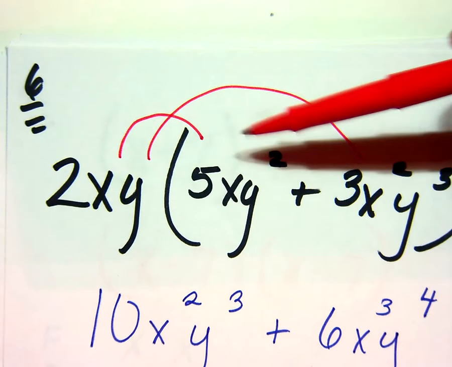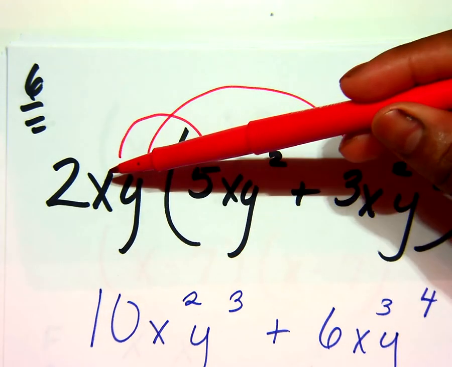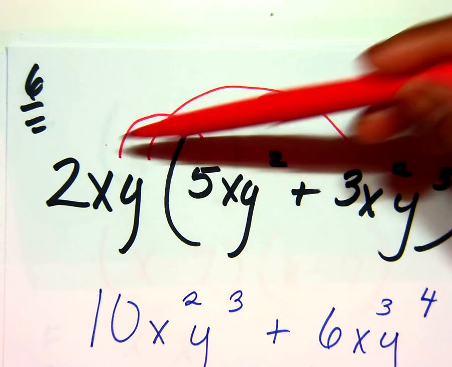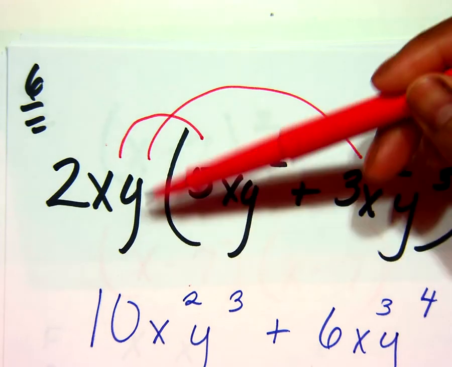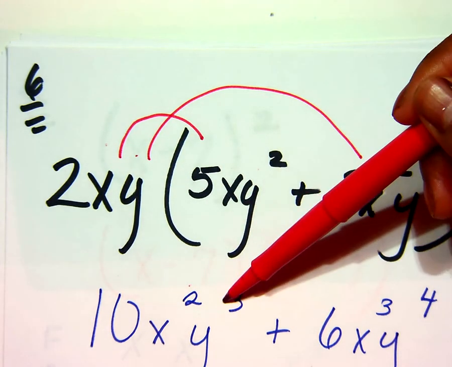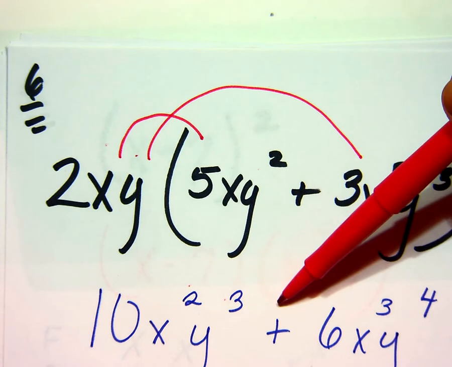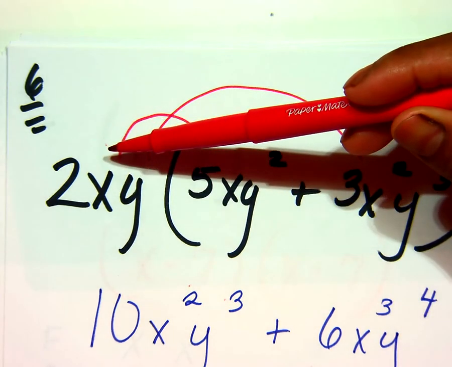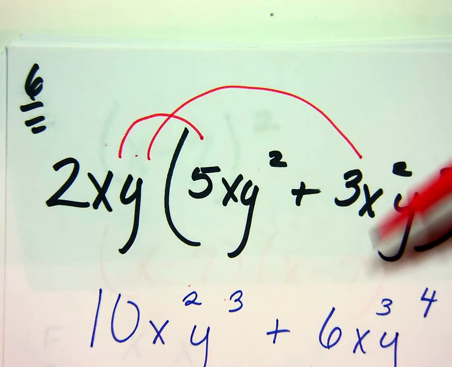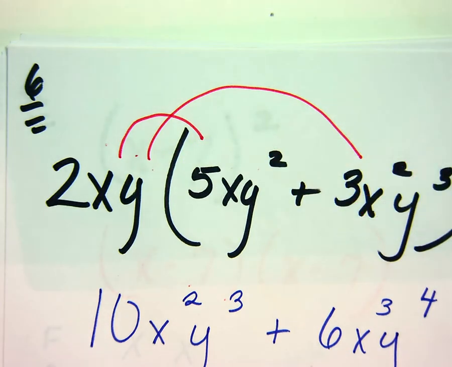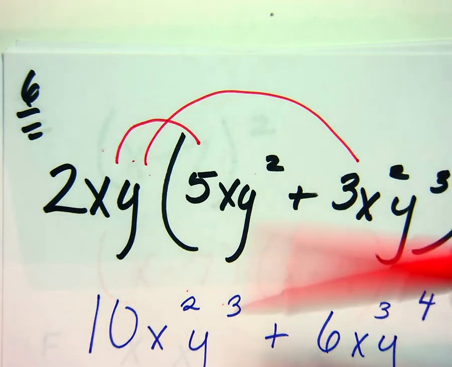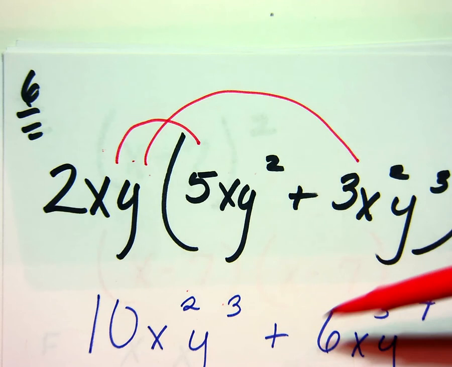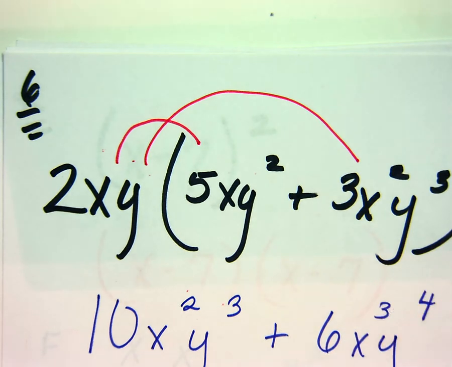So 2 times 5 gives you the 10. You're going to add your exponents. So 1x plus 1x gives you the 2x. 1y plus 2y gives you the 3y. Then bring down your plus sign. Then 2 times 3 is 6. Same thing with your exponents again. You're going to add. So 1 plus 2 gives you 3. Then 1 plus 3 gives you 4. So your final answer is 10x squared y cubed plus 6x cubed y to the 4.